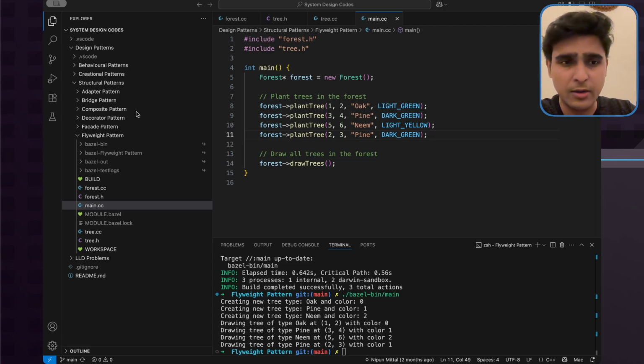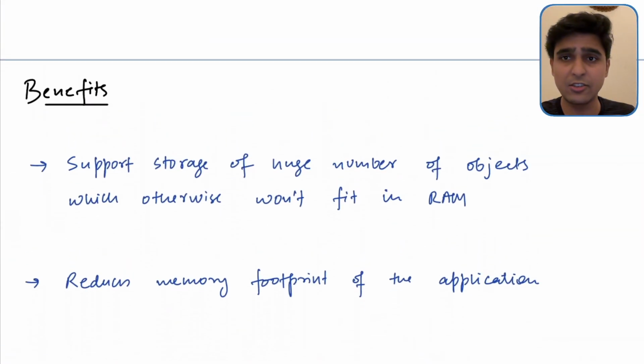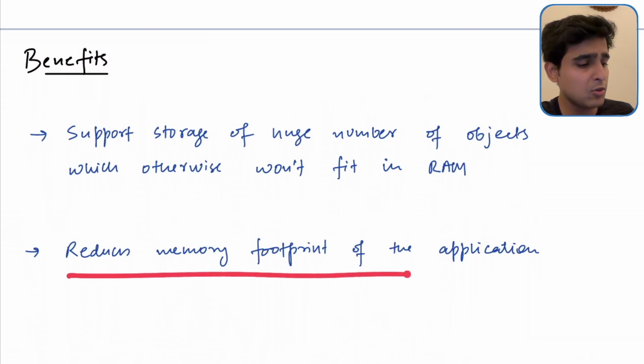Let's go to the final part, which is benefits and disadvantages. Benefits are pretty evident, as you can see. The flyweight pattern supports storage of a huge number of objects which otherwise won't fit in RAM. Right? If you store all of the state for each different object, you can't store all of them in RAM. But in this way we can. And it reduces the overall memory footprint of the application. Okay, so these are the benefits.